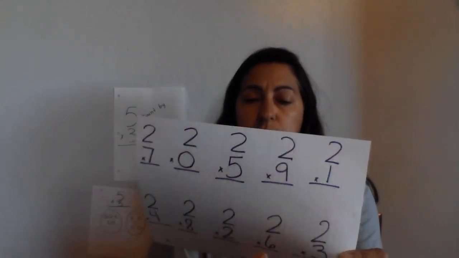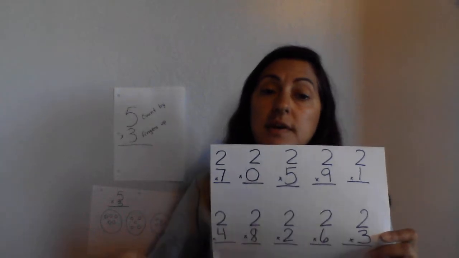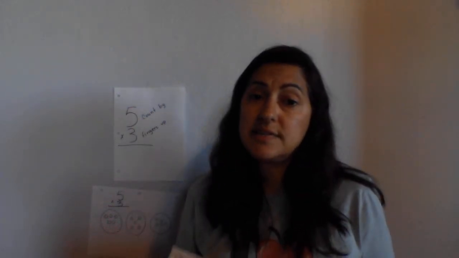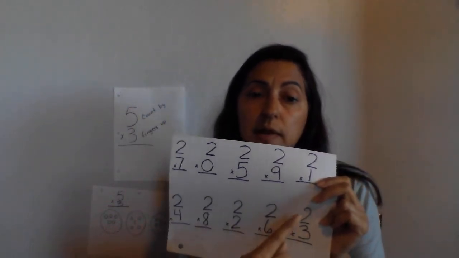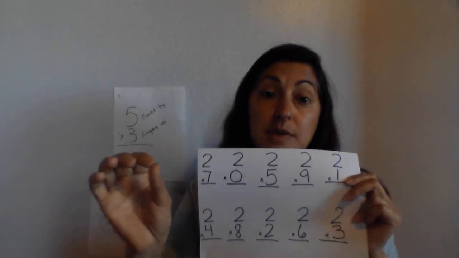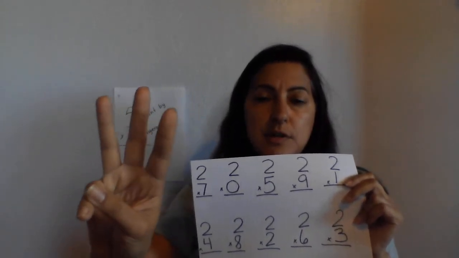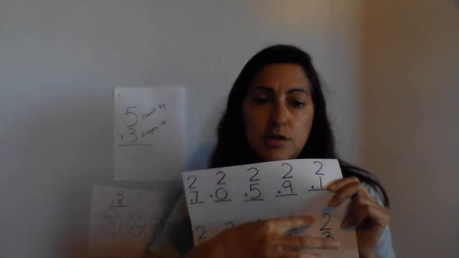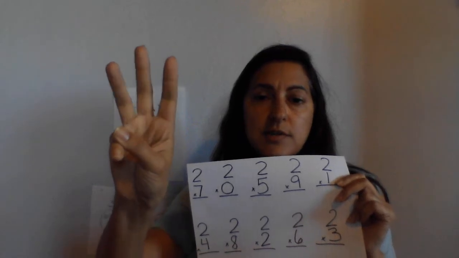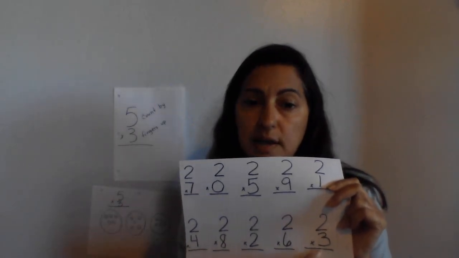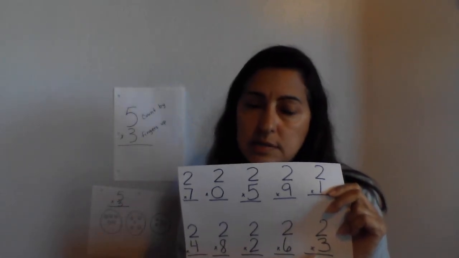On my next one, 2 times 6, I can put 6 fingers up and say 2, 4, 6, 8, 10, 12, or I can say 6 plus 6 is 12. And 2 times 3. 3 fingers up, counting by 2s, so that is 2, 4, 6, or I can say 3 plus 3 is 6.